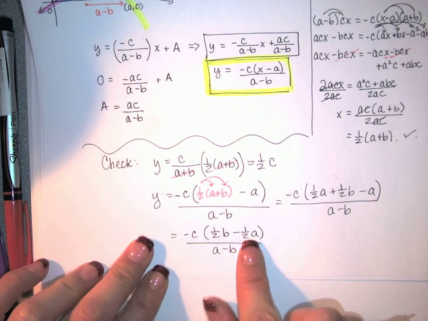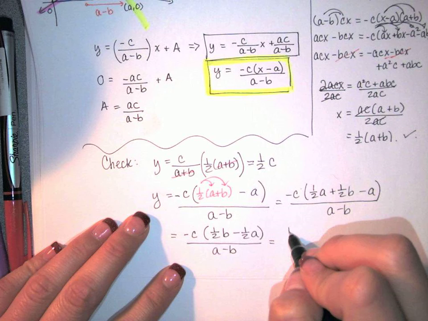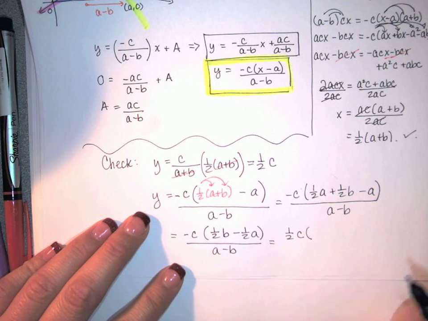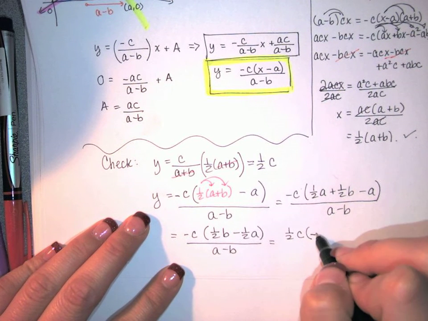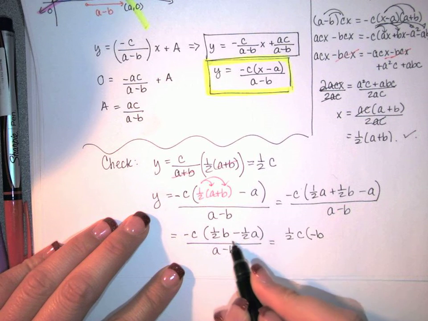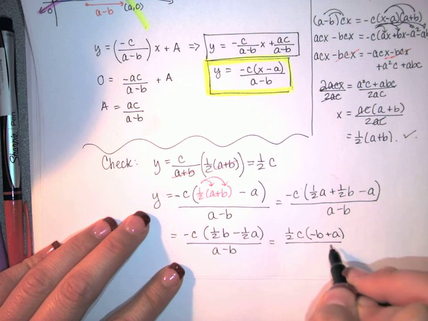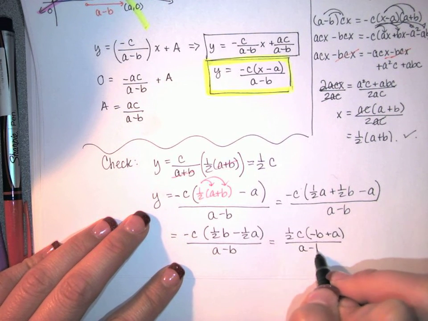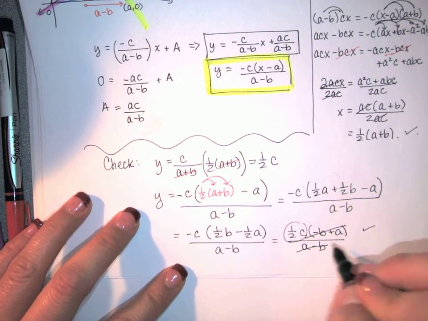And if I factor out a negative 1/2 here, watch what happens. A negative times a negative is going to make that a positive 1/2 times c. If I factor out a negative 1/2, I'm left with a negative b. If I factor out a negative 1/2 here, I'm left with a positive a. A negative b plus a is the same as a minus b. So those reduce, and what do you know? Y is 1/2 of c.